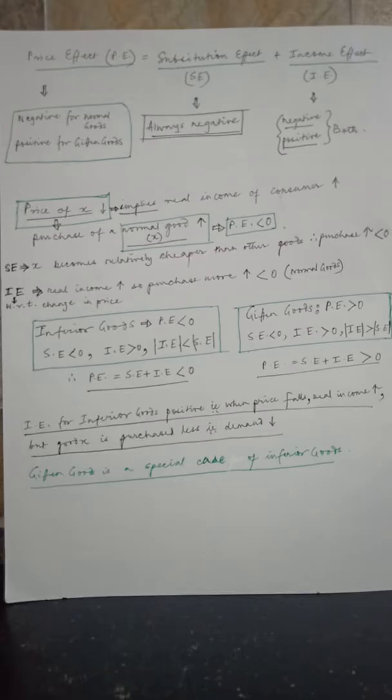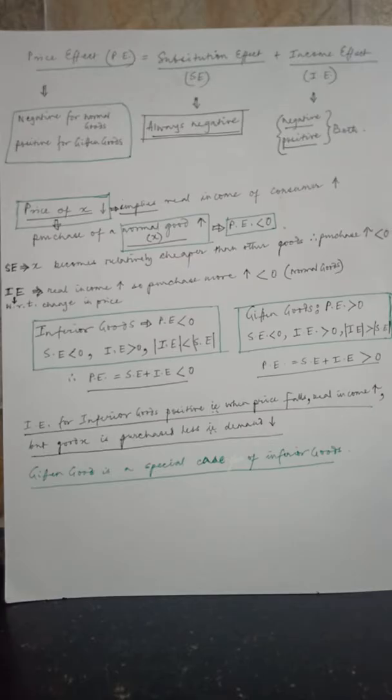Now, the substitution effect is negative for all the goods: normal, Giffen, inferior. But the income effect varies. Income effect is negative for normal goods and positive for inferior goods, and also for Giffen goods, because Giffen goods are a special kind of inferior good. Now price effect means the increase or decrease in demand due to a change in price.